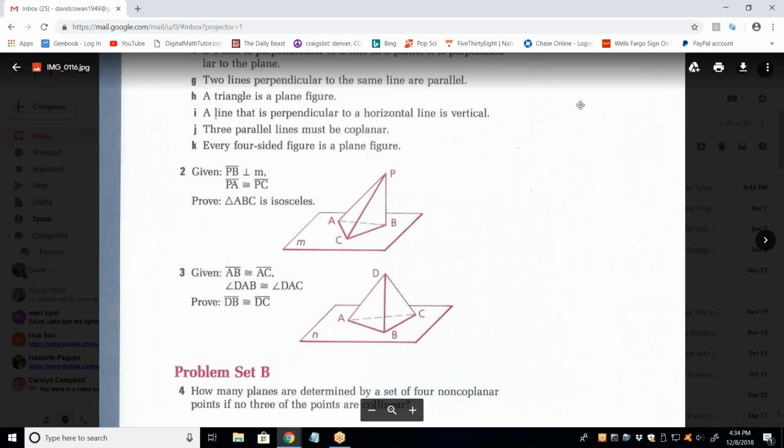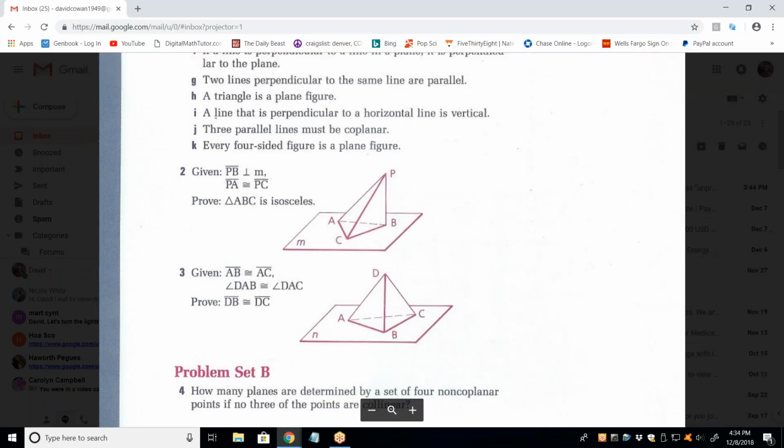Let's see, do we have any more on this page? I don't think so. How many planes are, well, we got that one. How many planes are determined by a set of 4 non-coplanar points if no 3 of the points are collinear? Are you kidding me? Well, if they're non-collinear, then it's just 4. Non-coplanar points.